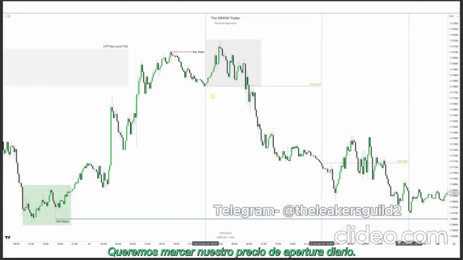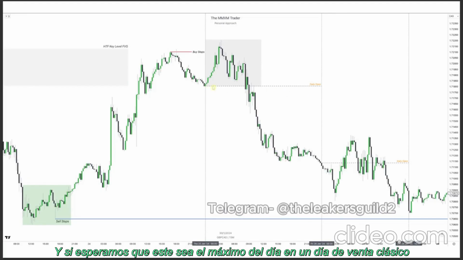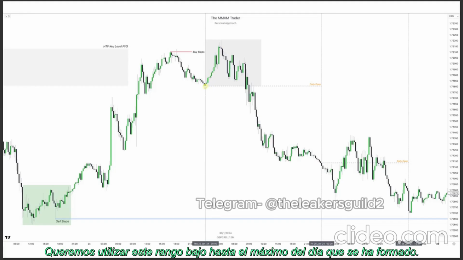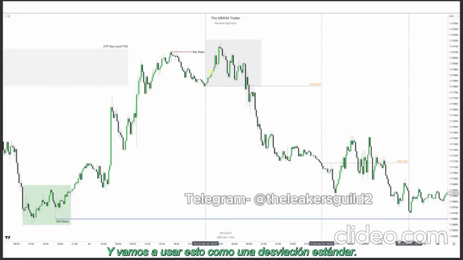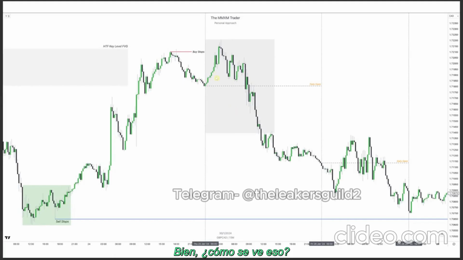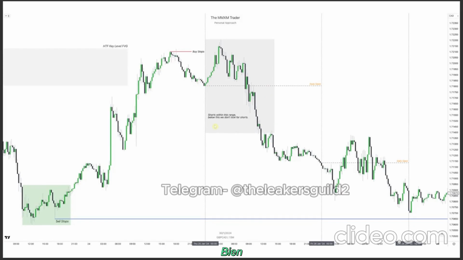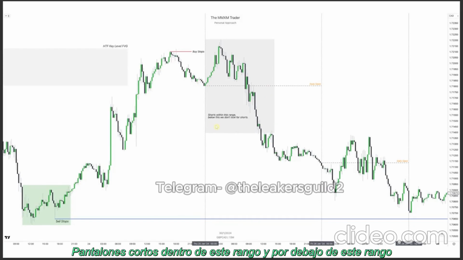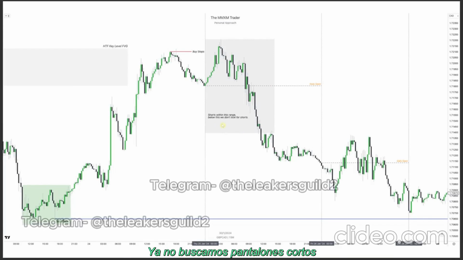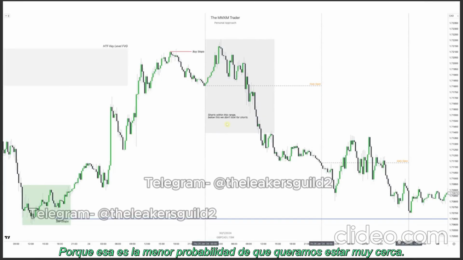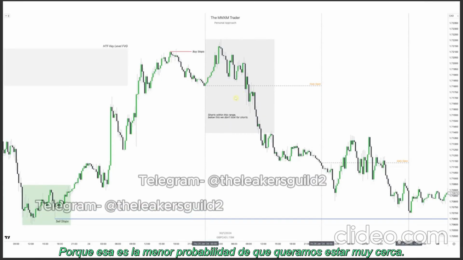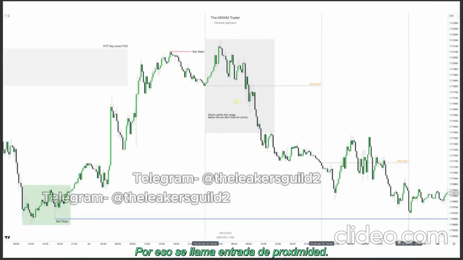We want to mark out our daily opening price, and if we expect this to be the high of the day in a classic sell day, we want to use this range low until the high of the day that has been formed, and we're going to be using this as one standard deviation, right? So what does that look like? We've got another box down here, right? Shorts within this range, and below this range we don't look for shorts anymore because that is lower probability. We want to be in close proximity. That's why it's called a proximity entry.